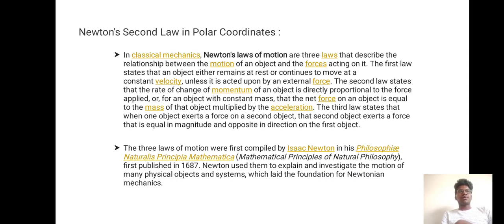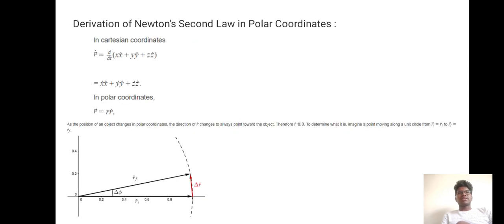The three laws of motion were first compiled by Newton in his Principia, covering many physical objects and systems, which laid the foundation for Newtonian mechanics. Derivation of Newton's second law in polar coordinates.